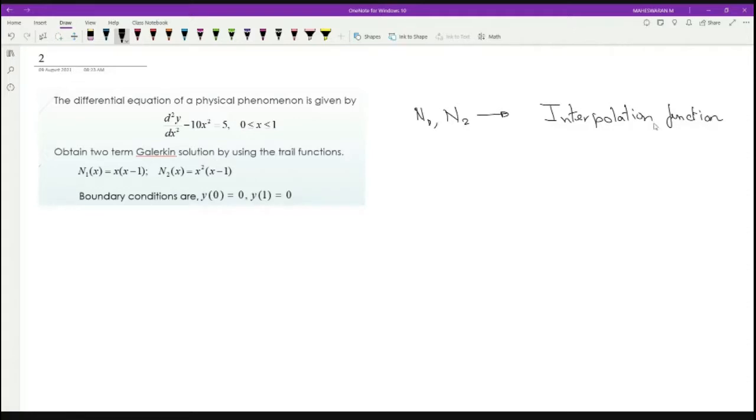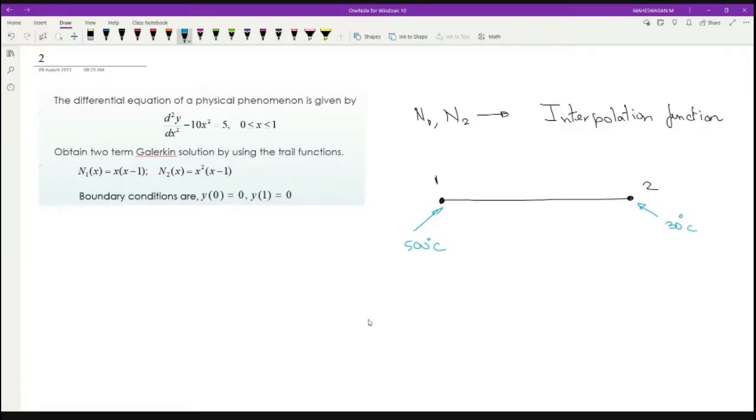What is this interpolation function? For example, let us consider you have a bar which is having one element. This is nodal point 1, this is nodal point 2. Let me consider this heat transfer problem. One side you have a temperature of around 500 degrees centigrade, and the other side you have a temperature of 30 degrees centigrade.